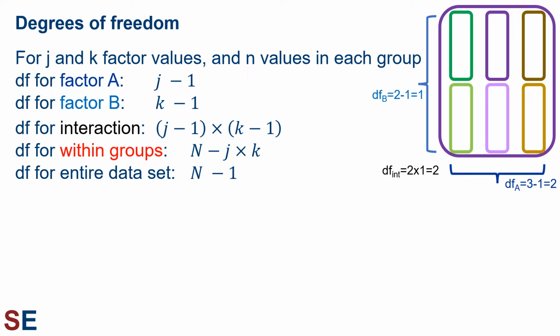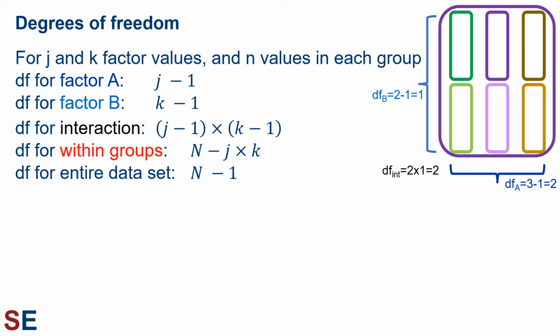In the example to the right, there are 3 different values for factor A, green, purple, and orange, so we have 3 minus 1 equals 2 degrees of freedom. And there are 2 different values for factor B, light and dark, so we have 2 minus 1 equals 1 degree of freedom. The degrees of freedom for the interaction is j minus 1 times k minus 1. For the example to the right, that's 2 times 1 equals 2 degrees of freedom for the interaction.